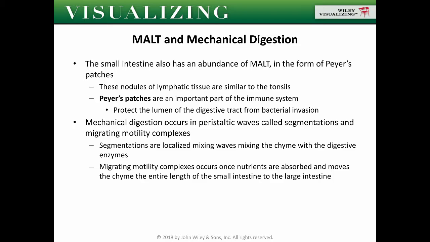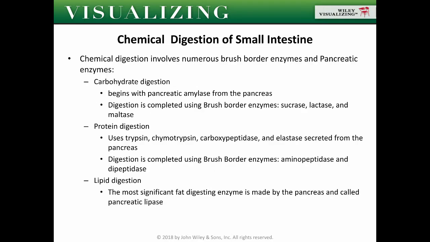Mechanical digestion occurs in peristaltic waves called segmentations and migrating motility complexes. Segmentations are localized mixing waves, mixing the chyme with the digestive enzymes, because the chemical digestion is still continuing. Migrating motility complexes occur when nutrients are absorbed and move the chyme the entire length of the small intestine to the large intestine.